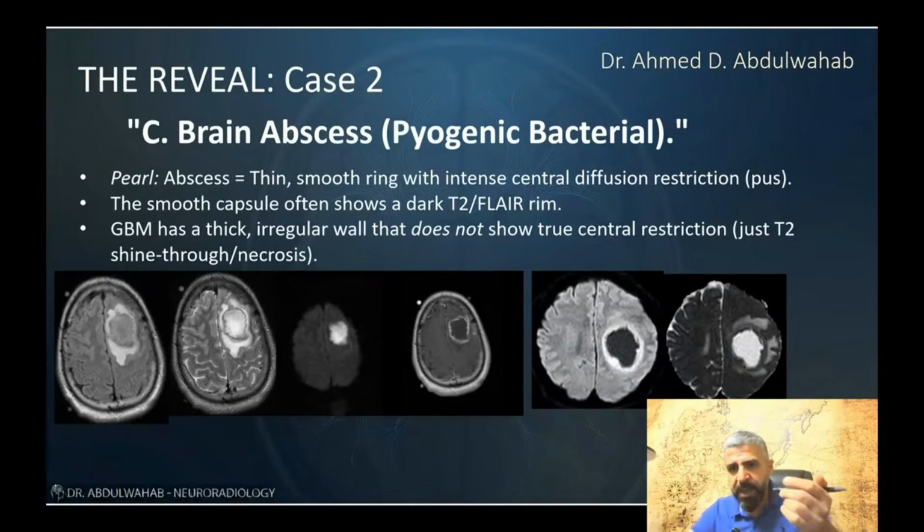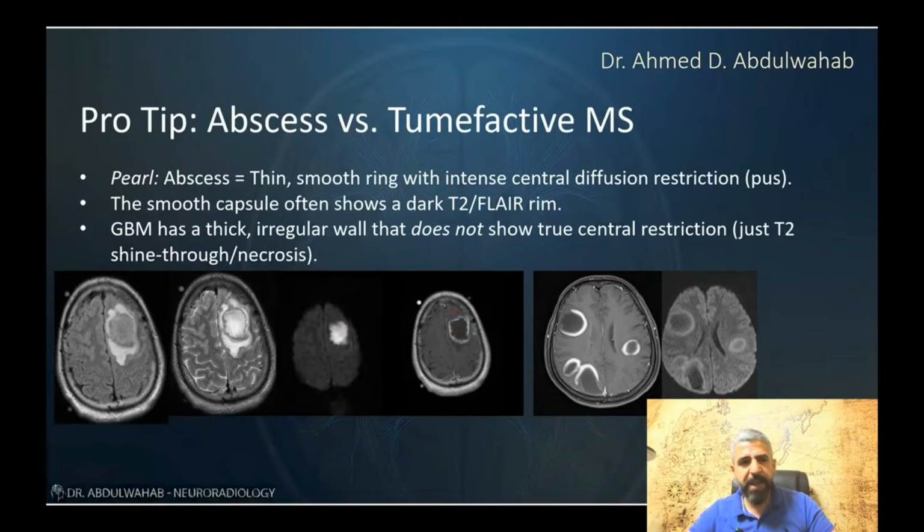In a GBM, the wall might restrict, but the center is necrotic and has high ADC. In an abscess, the center is pus, which is intense restriction. ADC makes the diagnosis. This is our case from episode number 1. You can see the center is not restricted. So, thin, smooth ring with intense central diffusion restriction: this is pus. The smooth capsule shows as dark on T2 or FLAIR. The rim is dark. GBM has a thick, irregular wall that does not show true central restriction, just T2 shine-through or necrosis. Got it?